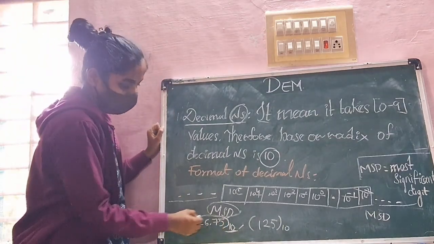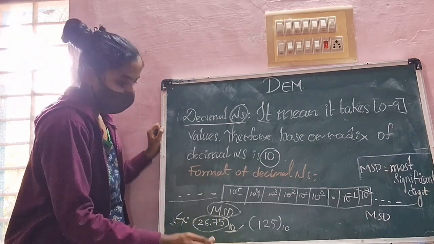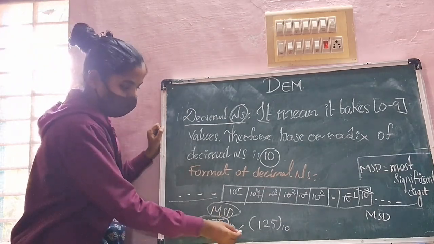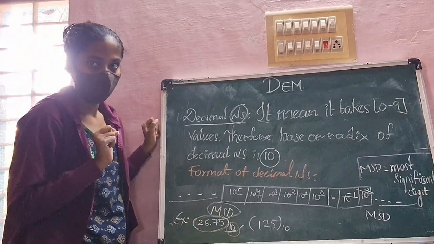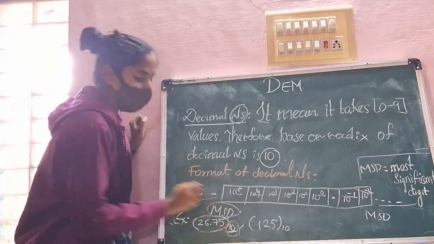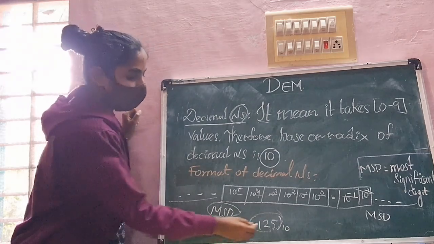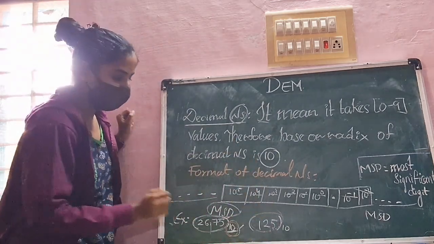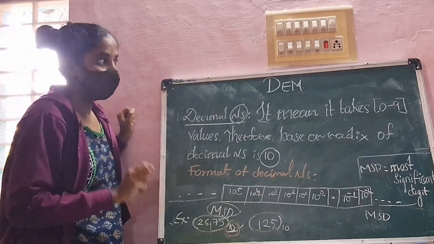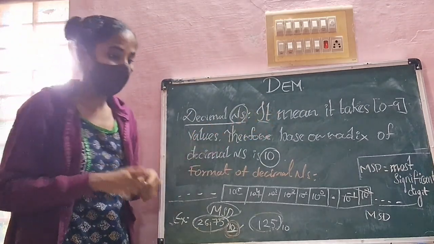You can write any values here, but the base should be 10. With dot or without dot, you can write anything. But the base should be 10. Yes. Let me convert it for binary.